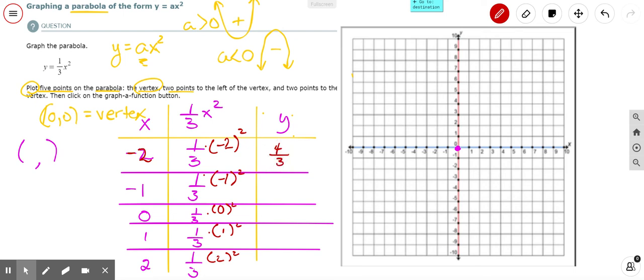-1 squared is 1, your answer is 1/3. 0 times 1/3 is 0. 1 is 1/3, and you're going to find that you will see the symmetry because the square turns that positive. So 4/3. Now you can input them. I'm going to try to put them in. It's going to be a little hard, you guys, because look, 1 is 1/3. So it's like right here.